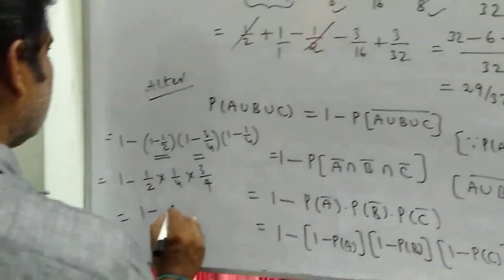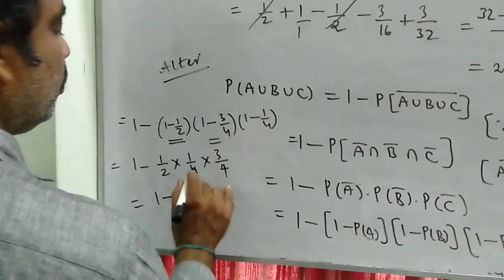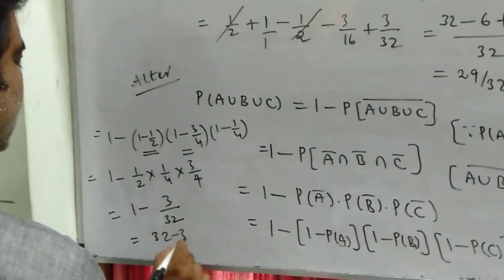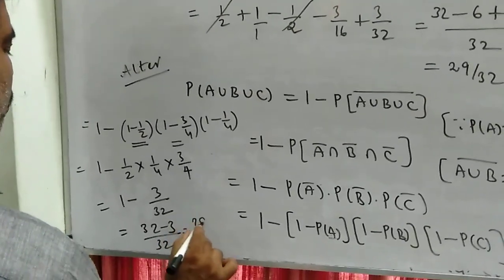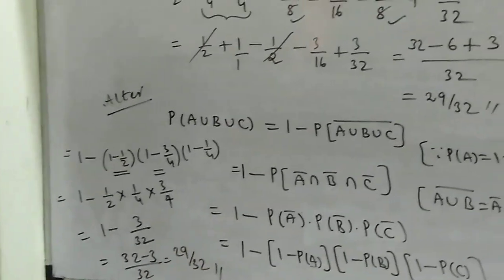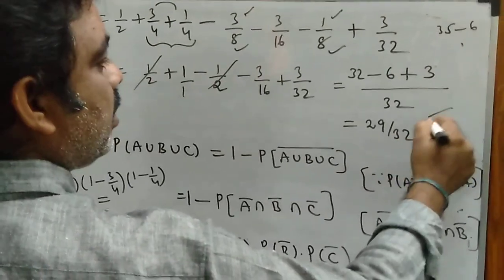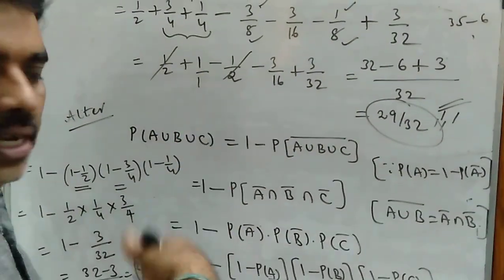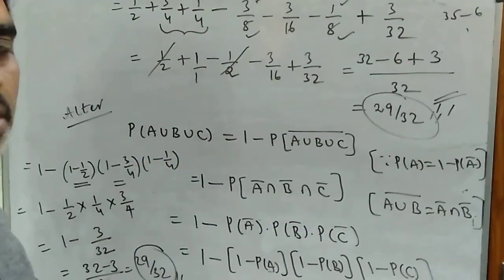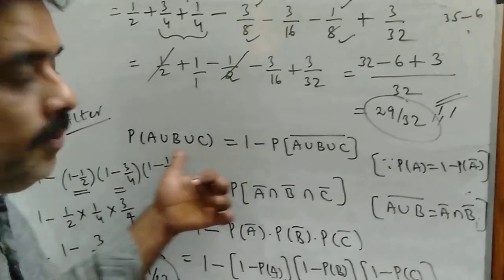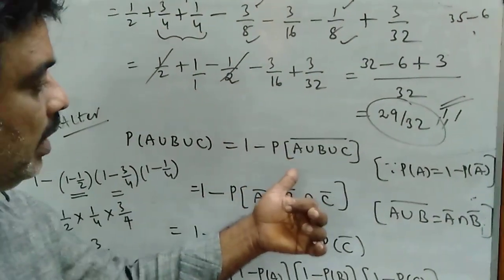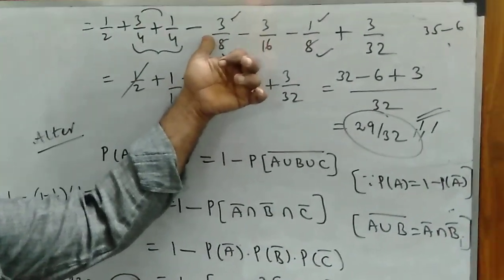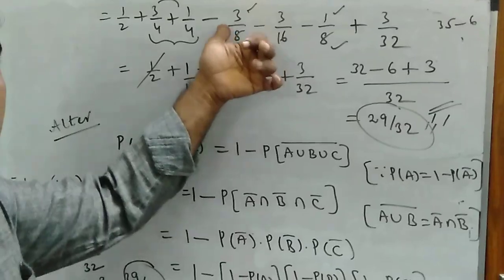So 1 minus 3 by 32, since 4 4s are 16, 16 2s are 32. So 32 minus 3 by 32, that is 29 by 32, which is also 29 by 32. You can opt for any one of the methods to solve these types of problems. Here we went for the independent events and De Morgan's law. Here we went for the addition theorem on probability for 3 events.